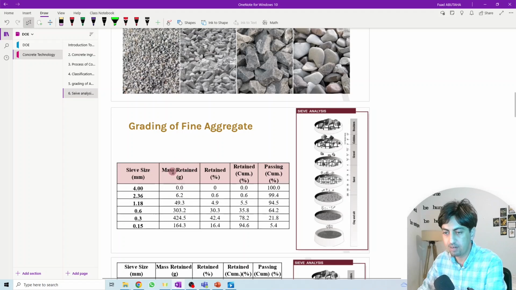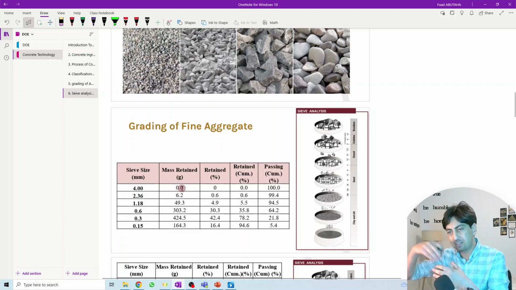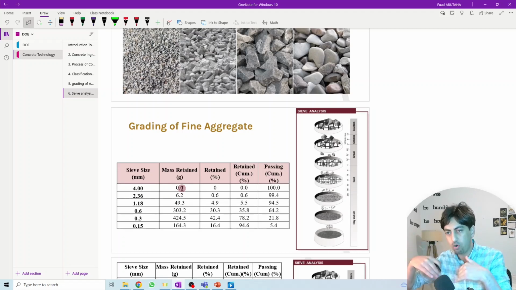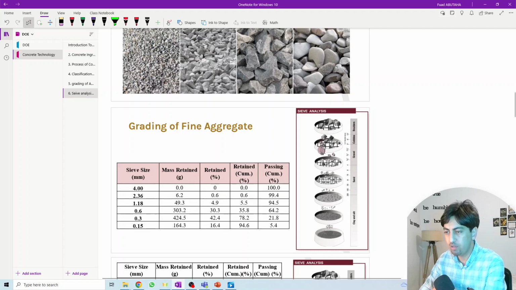The first column here is the mass retained on each sieve. For example, for the first one, how many grams of this 1 kilogram of sand are retained on the 4 millimeter sieve? It is 0, so it means all the particles went through this sieve. For the following sieve, the 2.36 diameter sieve, it is 6.2. It means 6.2 gram is retained on this sieve, and the rest went through.